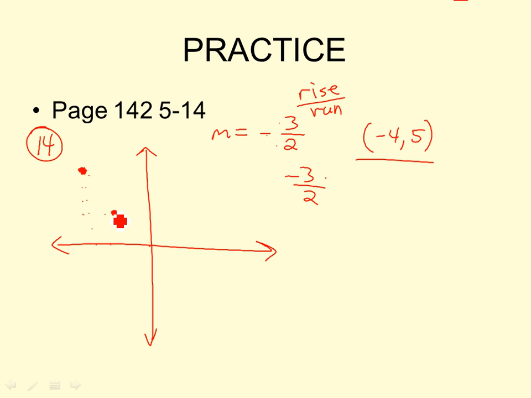So I'm going to go down 3, 1, 2, 3, and then to the right 2, and I put another dot right there. Down 3, to the right 2, again. So I have all those points, and they should all fall on the line, and then I draw in the line. That's the answer to number 14, that line.